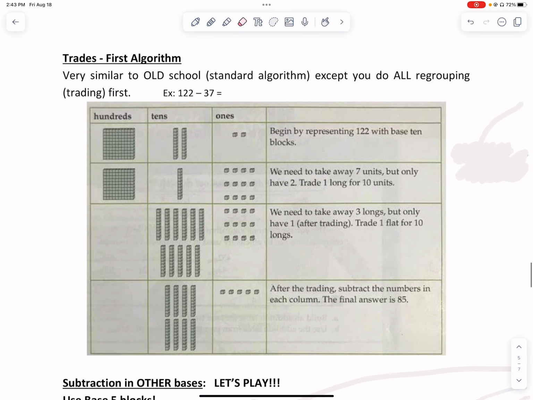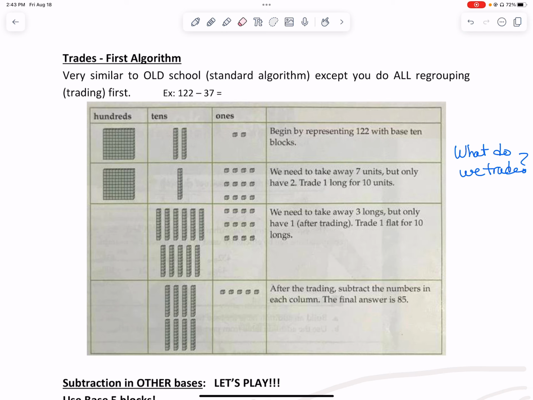Okay, so the next one is called trades first algorithm. With that, it's really similar to the old school where you have to borrow, except we're going to do all the trading, all the regrouping first. So what do we need to trade?